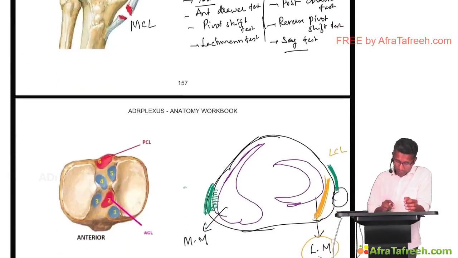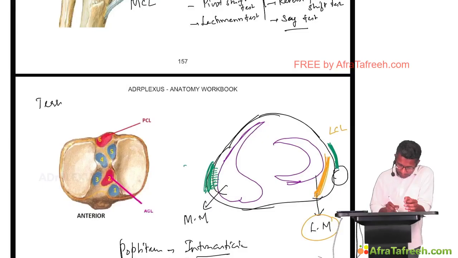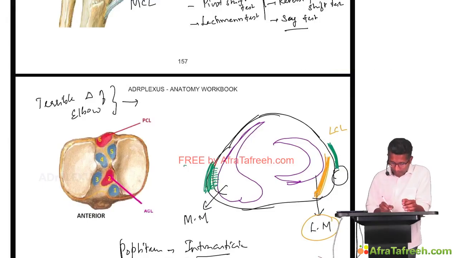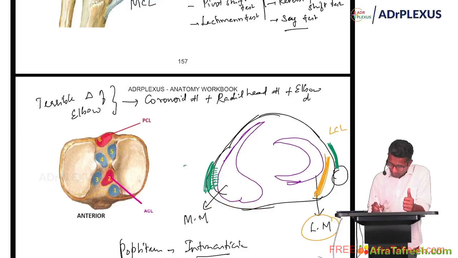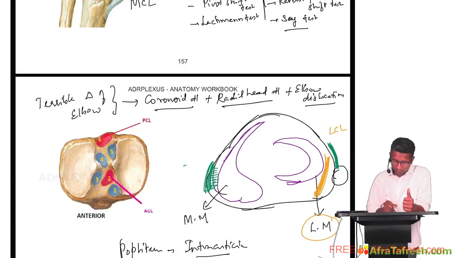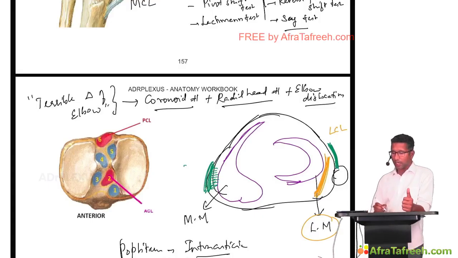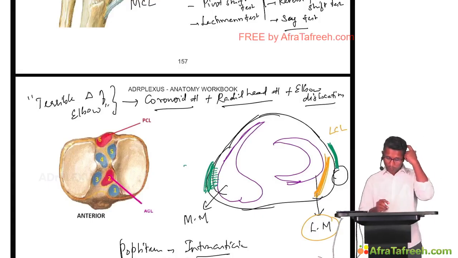must also remember the terrible triad of the elbow. There is a condition called terrible triad of the elbow, guys. In the terrible triad of the elbow, there will be a coronoid fracture, a radial head fracture, and along with the radial head fracture you will also have the elbow dislocation. So whenever there is an elbow dislocation along with a radial head fracture and a coronoid fracture, this is called the terrible triad of the elbow.